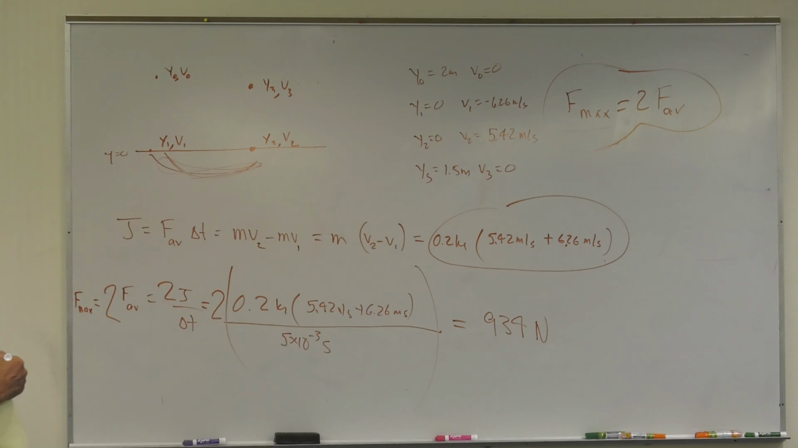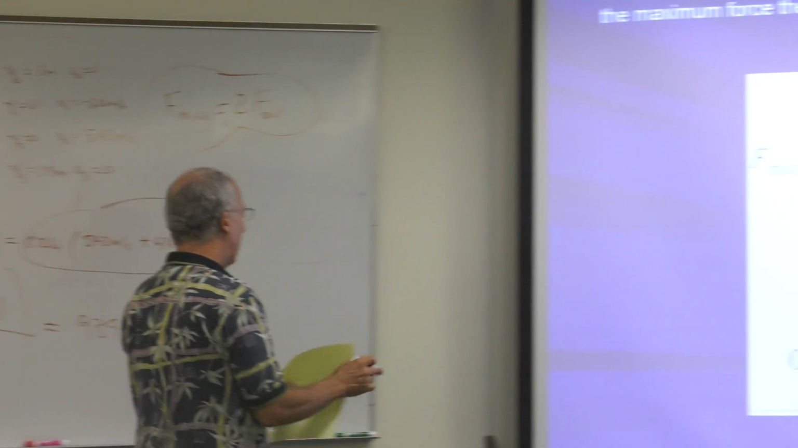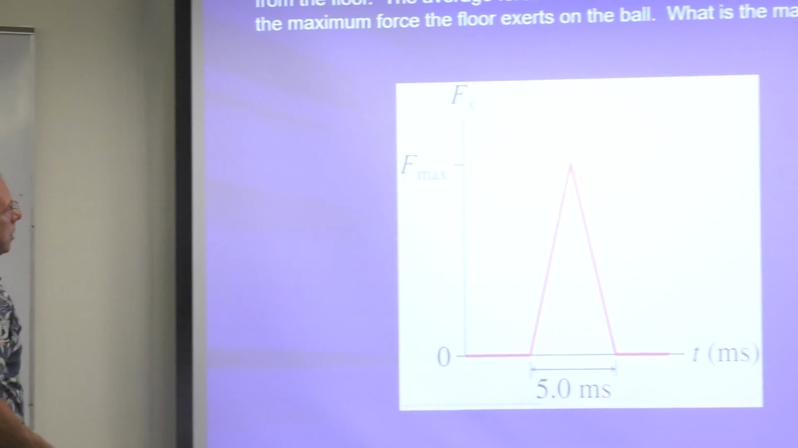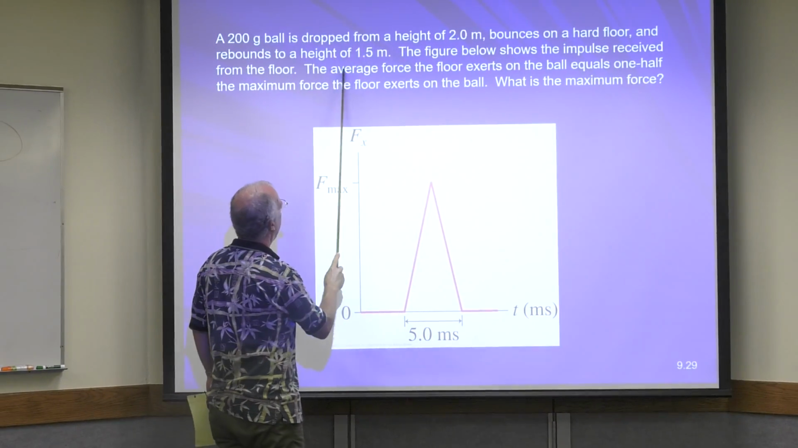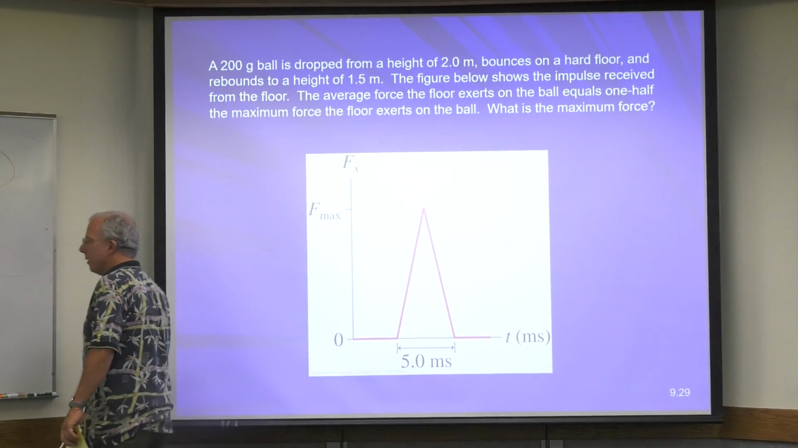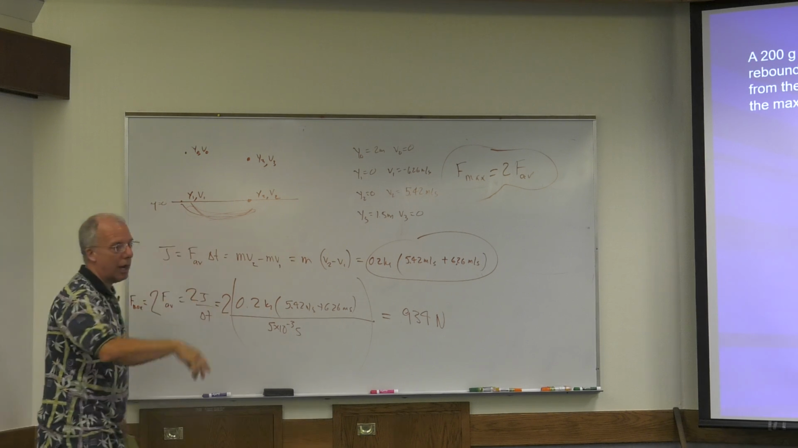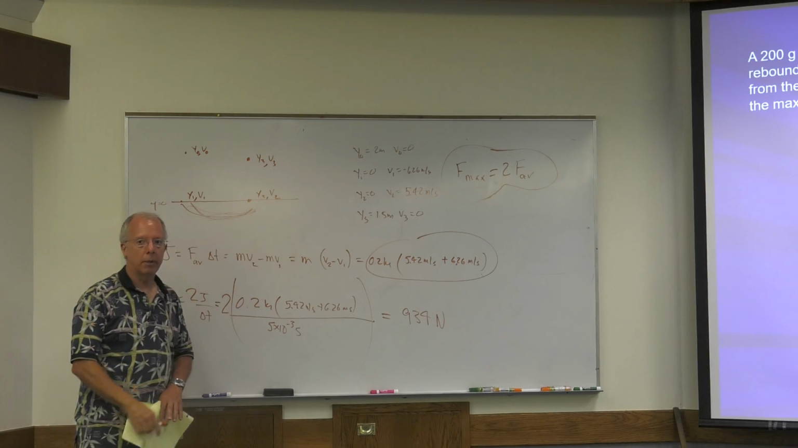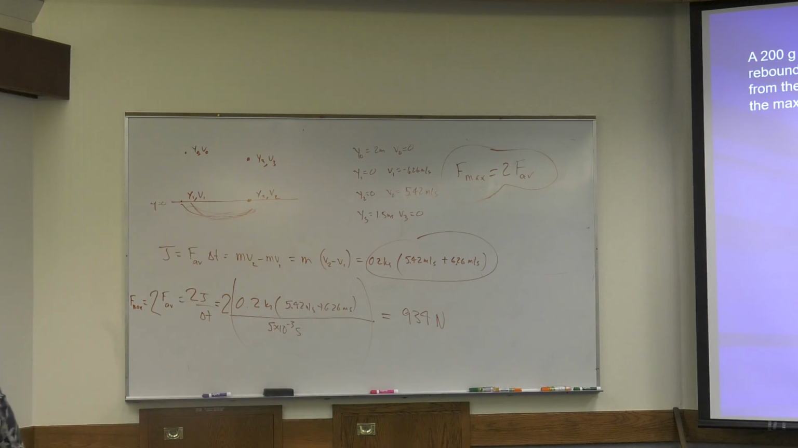Well, there you go. This was kind of a weird problem because they usually ask us for the maximum force, but the only way we could get it, because it says right here the average is half the max, is that impulse momentum allows you to get the average. So you just had to remember the entire impulse momentum theorem, and if you do that, you get the problem.